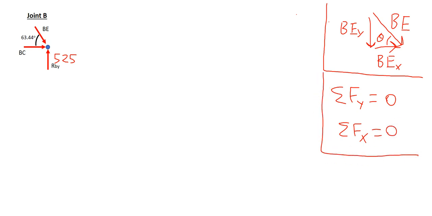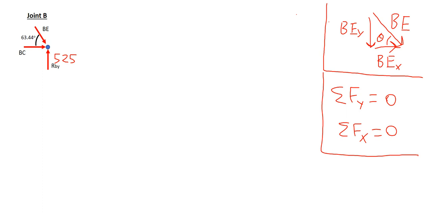If we take a look at our two equations, we see that all the forces must be acting in either the x or the y direction. However, BE is currently neither in the x nor the y direction, so we must first solve for its force components, as is shown in the diagram in the upper right-hand corner of the screen. In order to get BEY and BEX, we must use our trig identities. We see that the angle theta is marked in the diagram and represents an angle of 63.44 degrees.